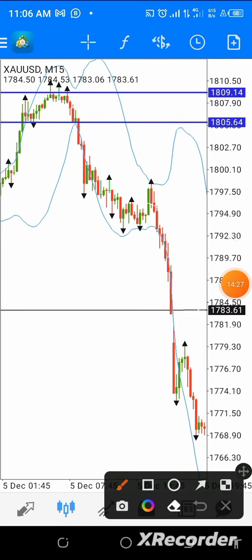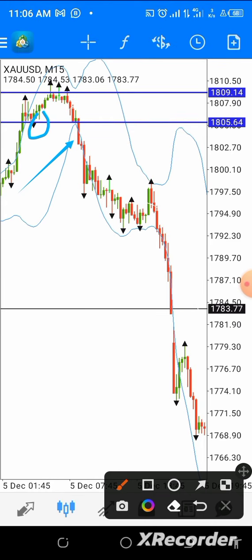Now let's see. This is a very good sell order. Market price action breaks this fractal, breaks this down fractal. That is a broken fractal. You are going to enter your sell opportunity around this place, and market continues to go in your direction.